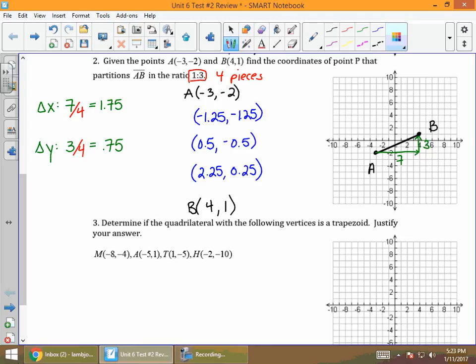Now it's time to look at ratios. First point I find right here. This point has 1 point above it, 3 points below it. That's a 1:3 ratio. This point has 2 points above it, 2 points below it. That's a 2:2 ratio. This point down here has 3 points above it, 1 below it. That's a 3:1 ratio. My answer wants the one that is 1:3. This one here is 1:3, as is the 3:1. Those would be the 2 points I'm looking for.